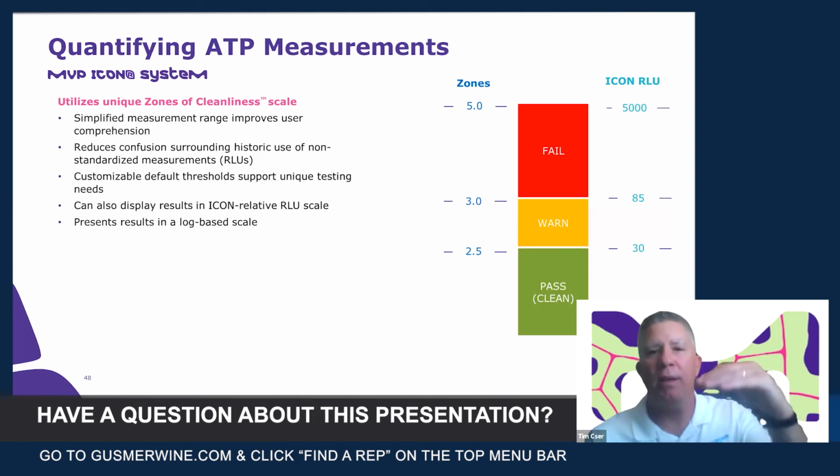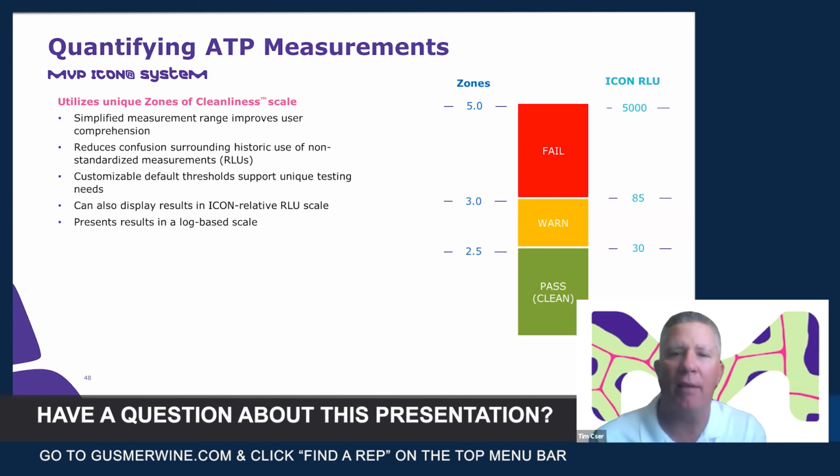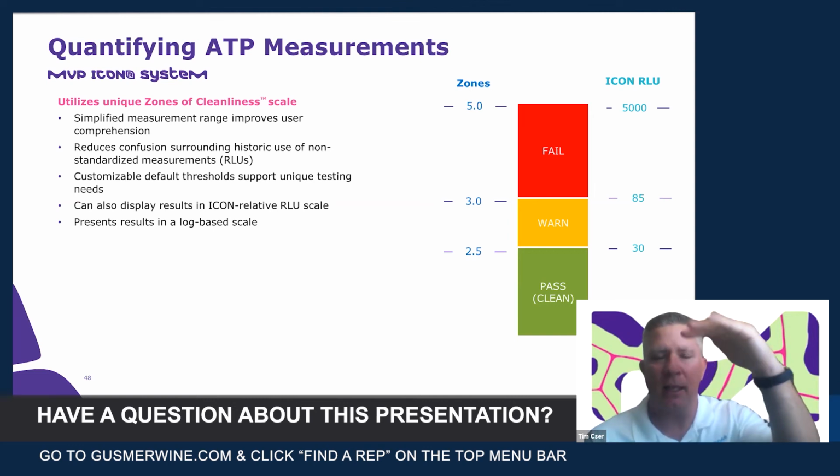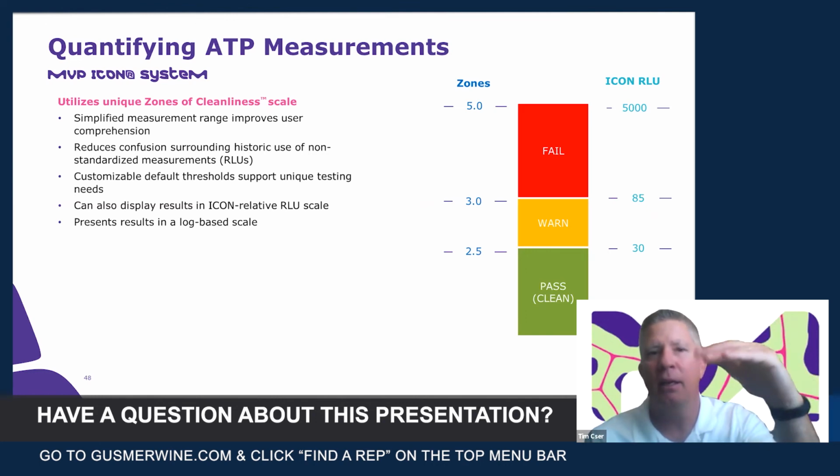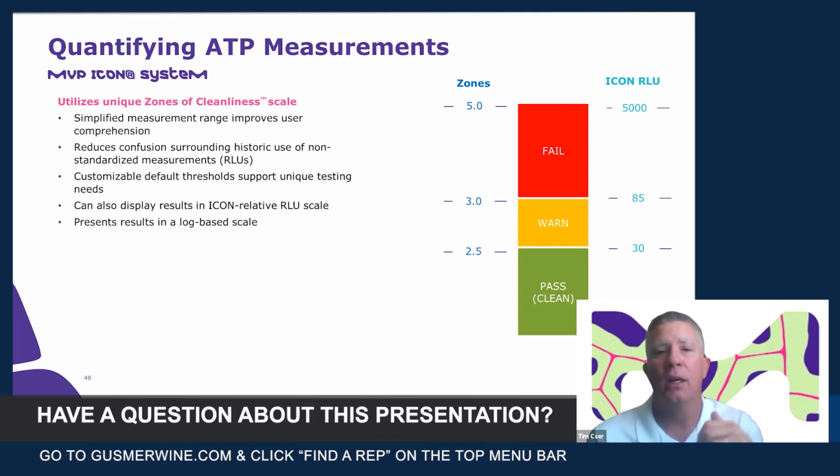As we said, we have zones of cleanliness. So there's pass, there's warn, and there's fail, but we also have RLUs as well. Different systems are a little bit different, but most use RLUs. So you can see at the top, you have too much ATP, too much material, again, whether it's organic or bugs, yeast and mold. And then we have the warn and the pass levels as well. Next slide.